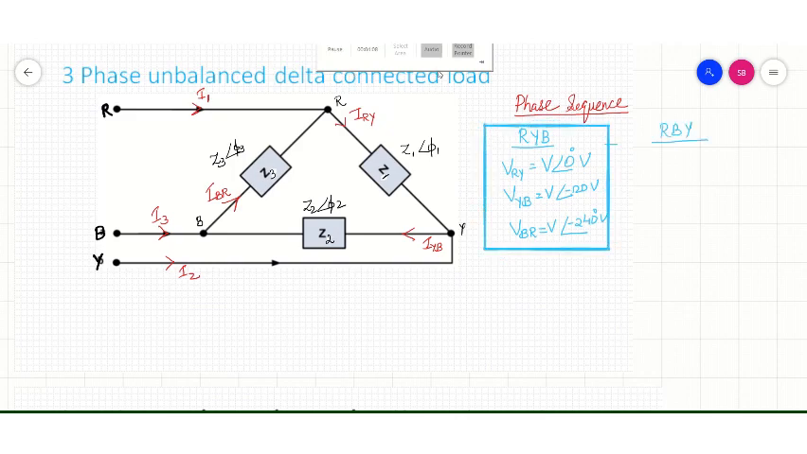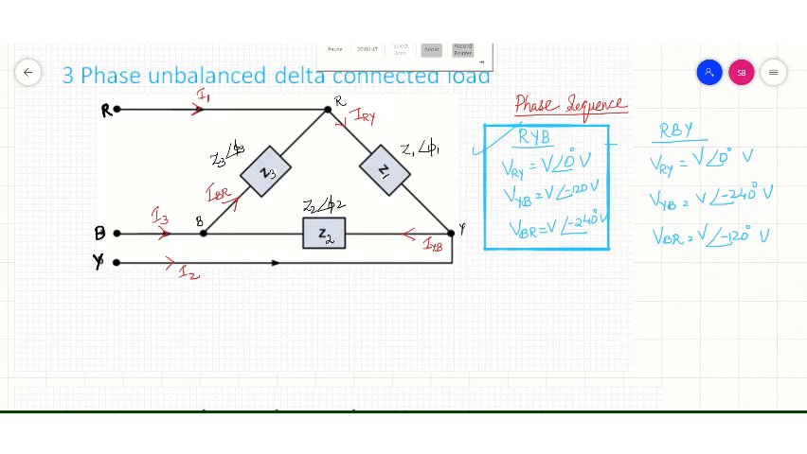If the phase sequence is RBY, voltages should be like this: VRY, VYB, and VBR. If VRY is V angle 0 degree, VBR lags it by 120 degrees. So VBR should be equal to V angle minus 120 volt, and VYB should be equal to V angle minus 240 degree volt. And here in the given question, we are considering the RYB phase sequence. So let's take the voltages like this and continue.